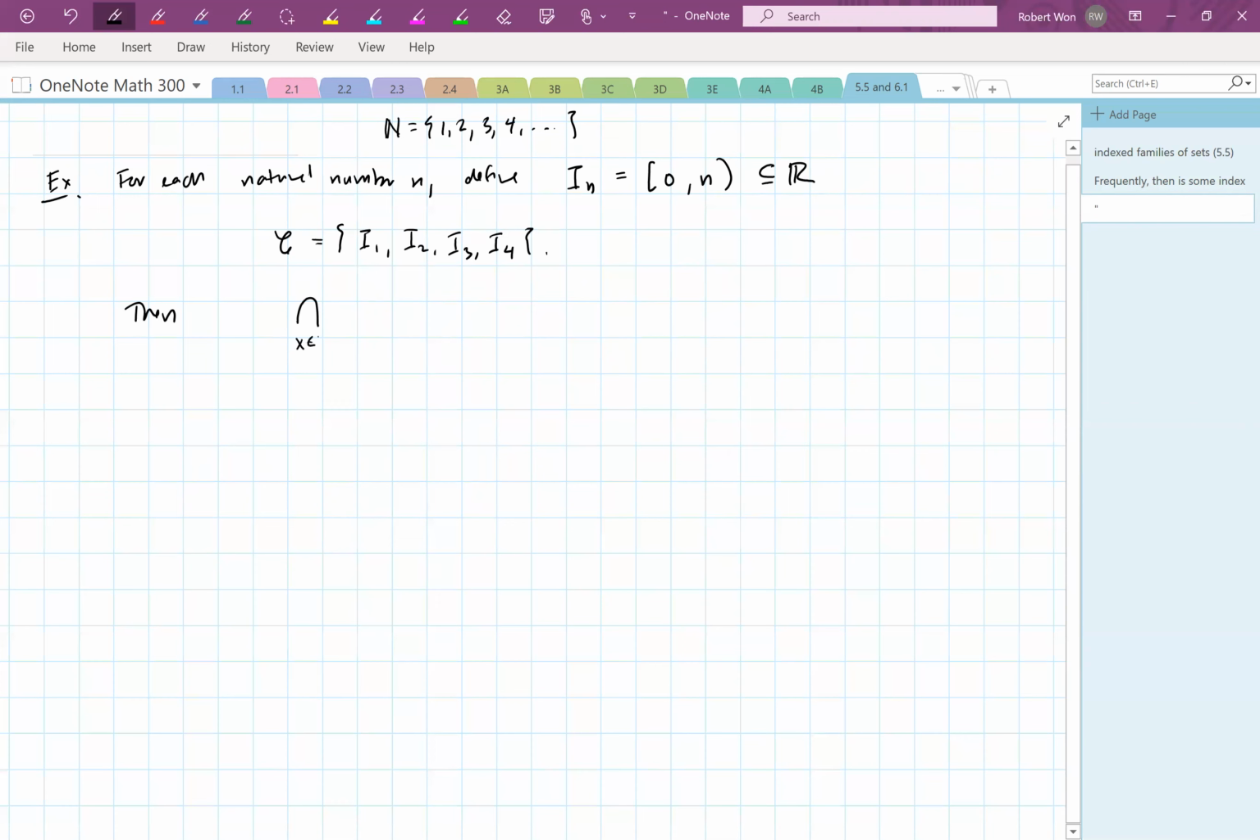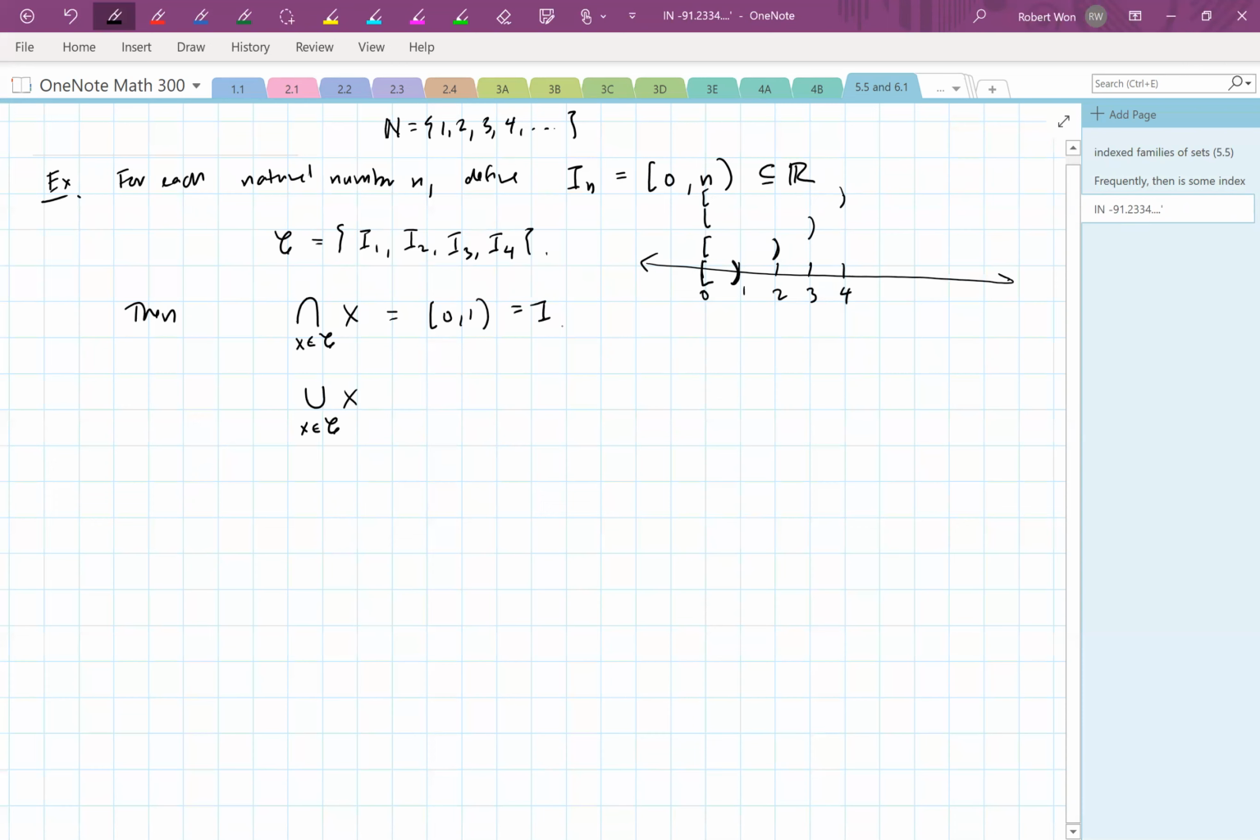So just on your own, I want you to tell me what is the intersection and what is the union? Hopefully you've realized that what these sets look like is, here's 0, there's 1, 2, 3, 4, and I1 is this set. I2, I'll just draw them above, is this set, I3 is this set, and I4 is this set. So if you take the intersection, you just get back I1, and if you take the union, you just get back I4.